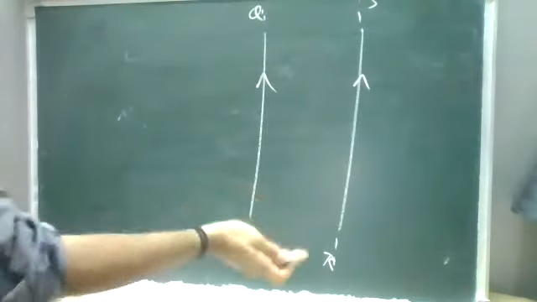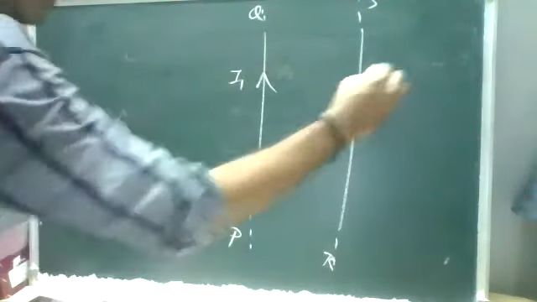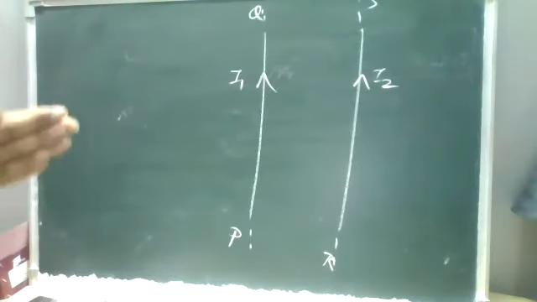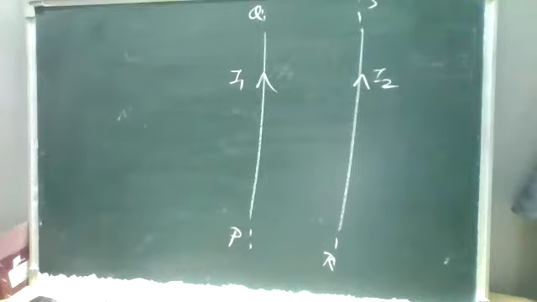Assuming both currents are in the same direction, it is current I1 and current I2. Remember, when the currents are in the same direction, they will try to attract each other, from Fleming's rules.